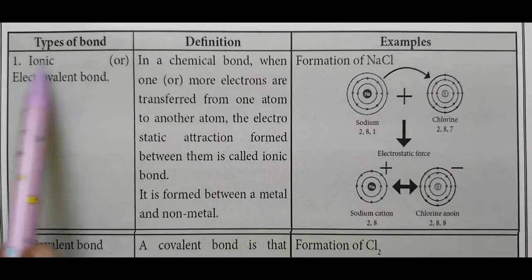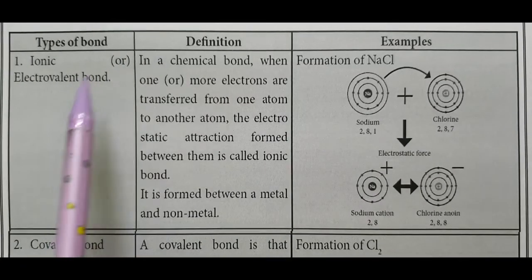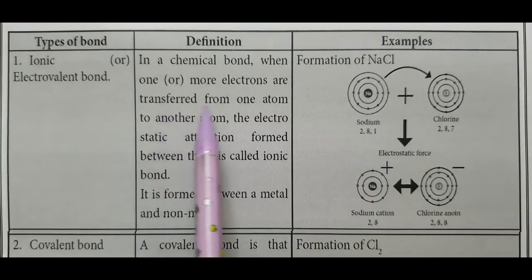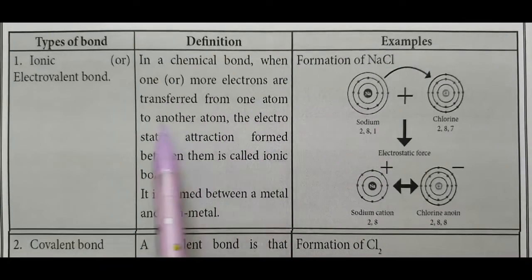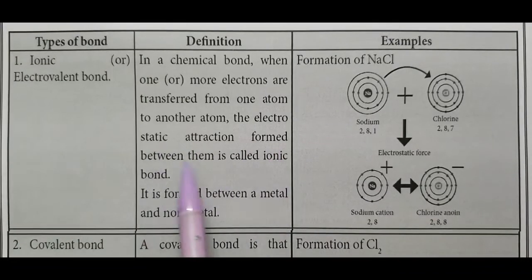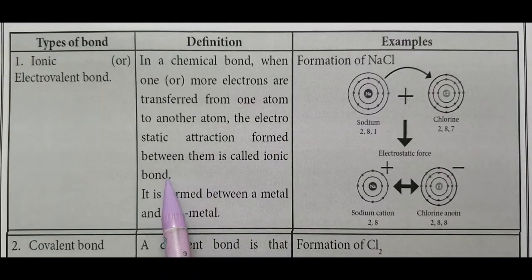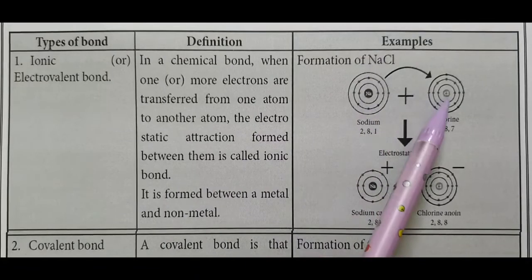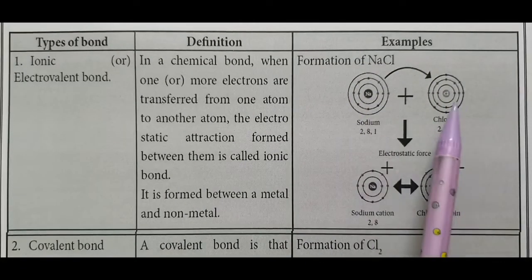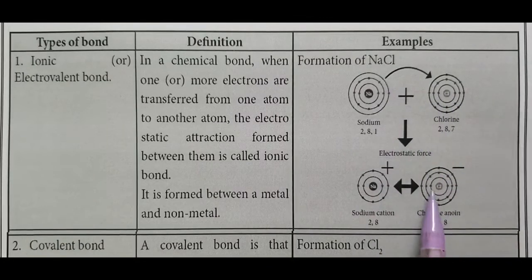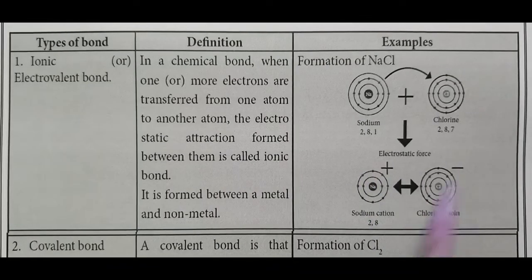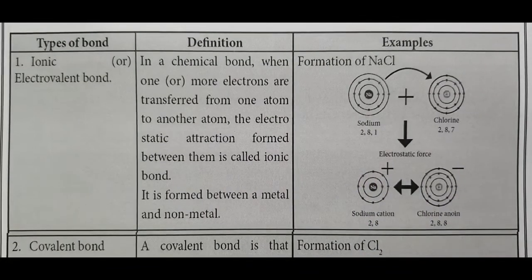Come to the ionic or electrovalent bond. In a chemical bond, when one or more electrons are transferred from one atom to another atom, the electrostatic attraction formed between them is called ionic bond. One atom loses an electron, another atom gains an electron. Sodium loses one electron and becomes Na plus ion, and chlorine gains that electron and becomes Cl minus ion. It is formed between a metal and a non-metal, an alkali metal and a halogen.